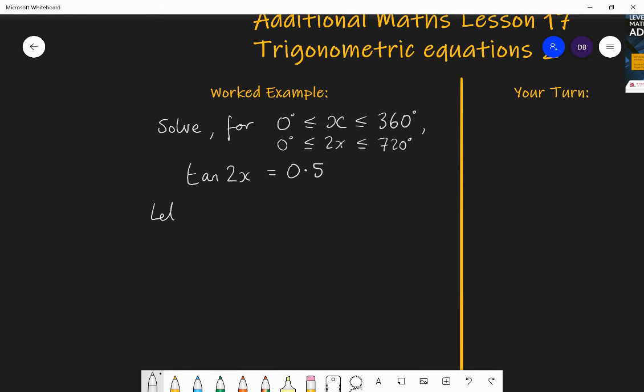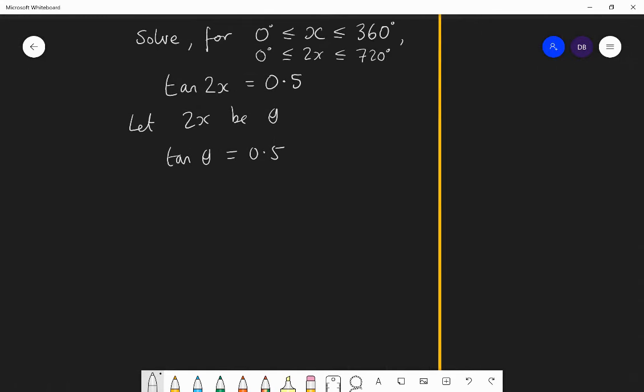So I say, let 2x be theta. So I'm going to replace 2x with theta. So I'm solving tan of theta is 0.5, and this for theta between 0 and 720, from 0 up to 720 degrees. So I draw my graph for tan theta between 0 and 720, and that'll look like this. Between 0 and 90, it looks like that. So then we have an asymptote. Then between 90 and 180 is like that, and then 180 to 270 is like that, then an asymptote. And then from 270 to 360 it looks like that. And then that'll repeat again.